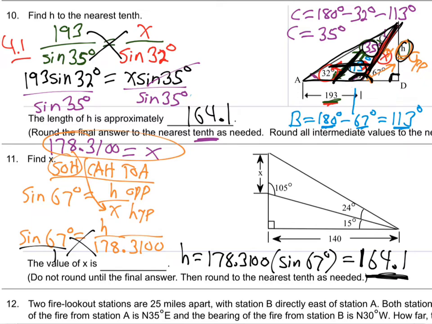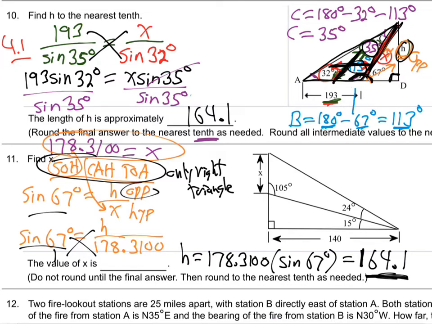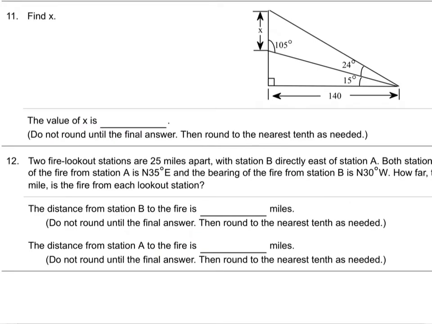I could have. It's okay. I just went ahead and did SOHCAHTOA because I'm used to that for that right triangle. SOHCAHTOA is only for a right triangle, and so for the right triangle, I did SOHCAHTOA. Sine of 67 is opposite over hypotenuse. Solve for h, and we got it. That's how that works.